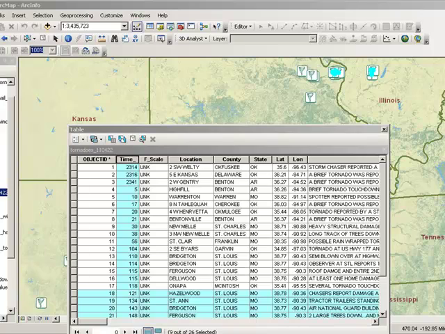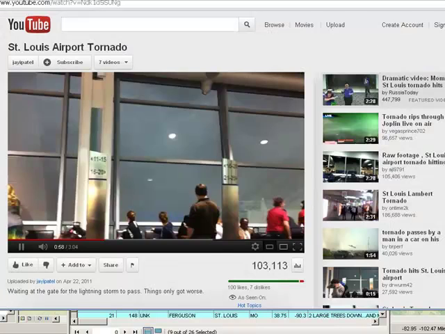Do some research on the tornado at the St. Louis Lambert International Airport that occurred that day. Describe what happened during this tornado.